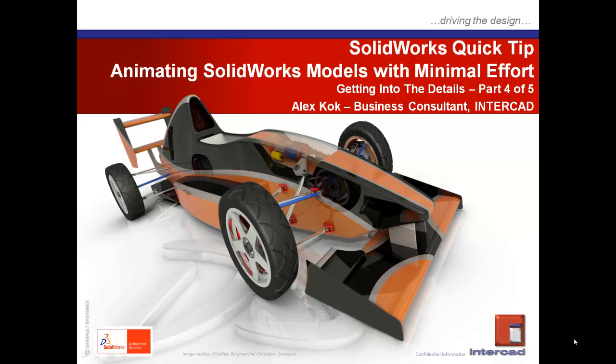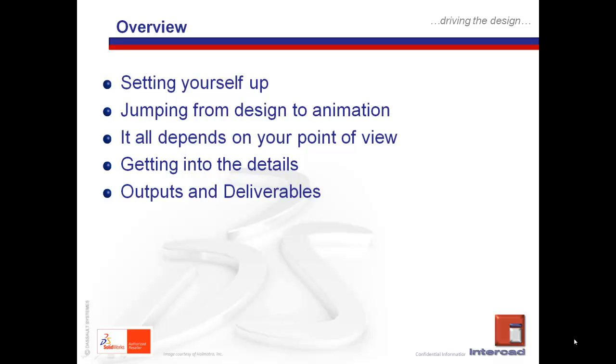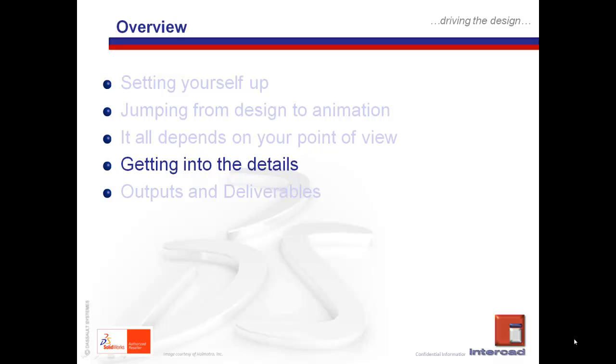We are looking at part 4 of 5 right now of the Animating SolidWorks Models with Minimal Effort series, and today we'll be looking at getting into the details of the animation itself. Just a quick recap: we have set ourselves up by creating an exploded view. We've jumped from design to animation through the animation wizard, and we've taken a look at how named views can be used to enhance the overall flavor and quality of the animation. Today we take a look at how the details are going to matter. Tiny little things like how things move about, the sequence of events. Let's take a look at what we can do today.